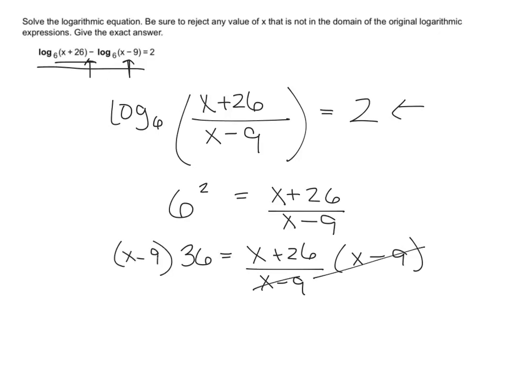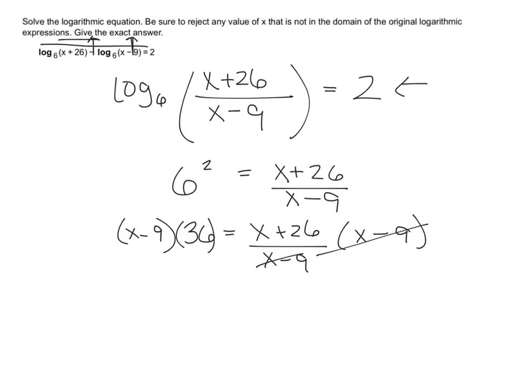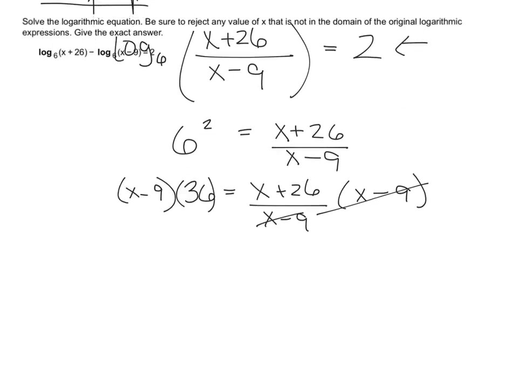So when I do that, I get x minus 9 times 36 equals x plus 26. Now I'm going to distribute the 36 to both terms within parentheses. I get 36x minus 36 times 9, which is 324, and that equals x plus 26.